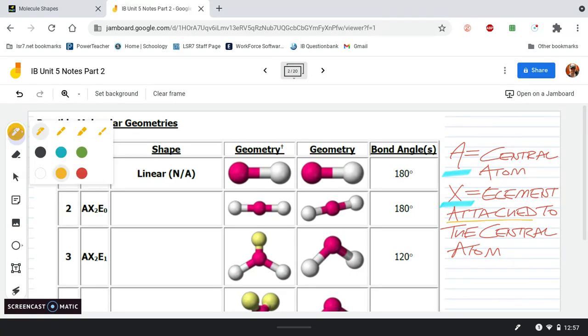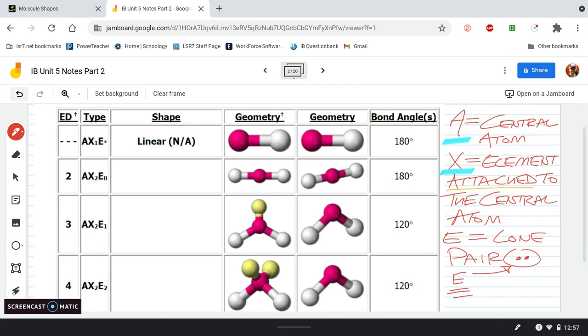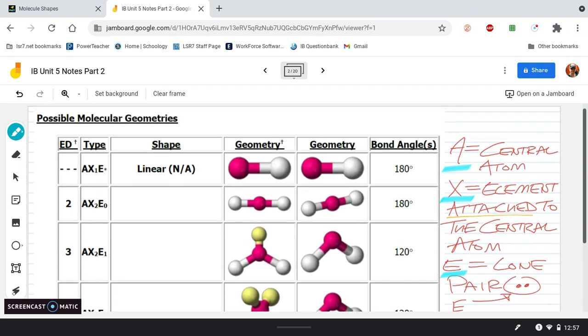And then what the heck are the E's? An E is a lone pair. So an E is a lone pair. So like that would be an E, right? So we represent the lone pair with the E abbreviation, okay? Now, once again, this is a way for you to memorize the shapes, and there's a whole bunch of them. Sadly, you're going to have to memorize them.